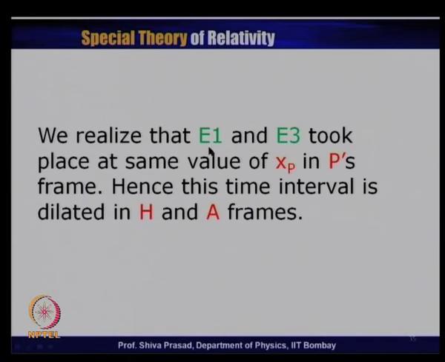If I know this particular thing, it's very quick, I can find out the answer. I can choose, because anyway I have found out the time differences between E1 and E3, both in H frame and A frame. I can use any of these, use corresponding gamma values and find out the time difference in P frame. So, let's just take one quick thing. Now, let's assume the hospital frame. What I have written here, we realize that events E1 and E3 took place at the same value of x_P. So, now I have put a double prime for P frame, hence this time interval is dilated in H and A frames.